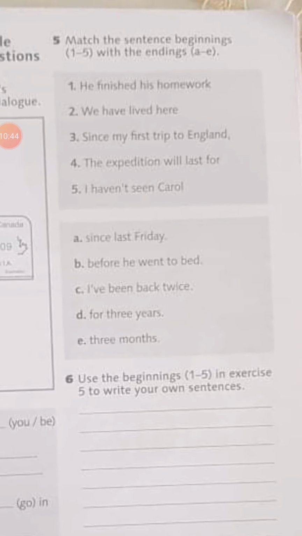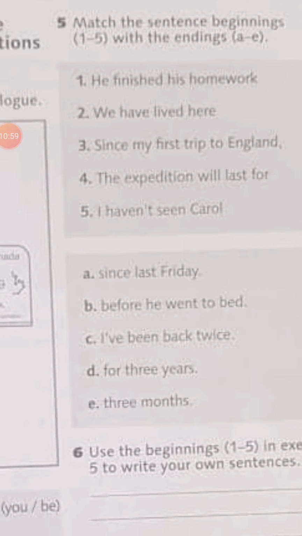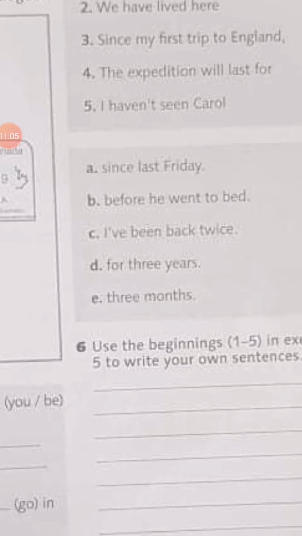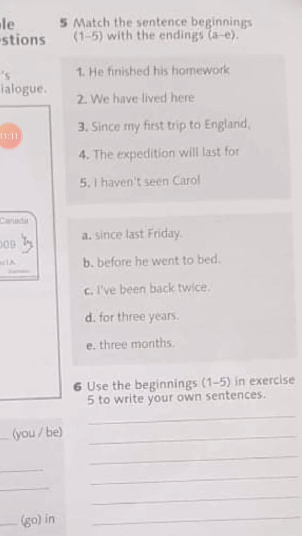Number 5, match the sentence beginnings from 1 to 5 with the endings from A to E. So بمعنى بدك توصل وتوفق بين بدايات الجمل ونهاياتها. يعني in the first box here we have 2 boxes. In the first box you have a beginning. It's suitable with a sentence in the second table here as an ending. تمام? So I will read them and you have to write the notes that I will give you.